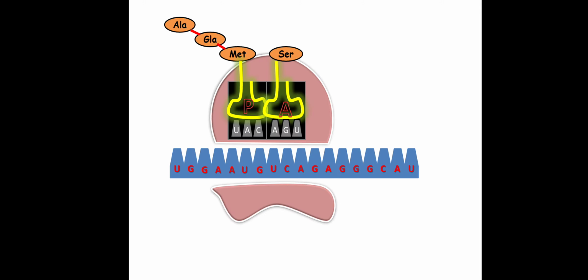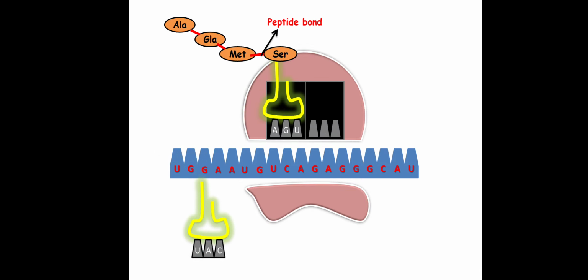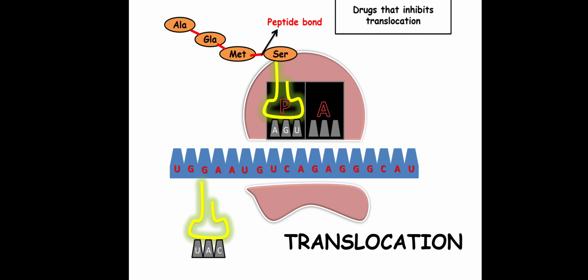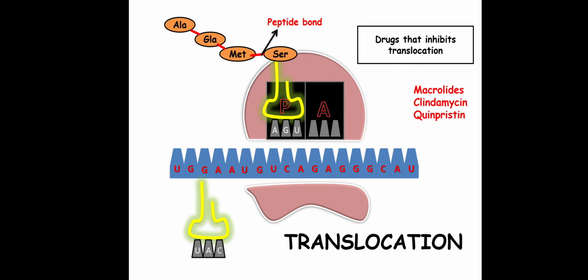Next, the third step in protein synthesis of bacteria was translocation. Once the peptide bond is formed, the ribosome will move, which is known as translocation, forming a new A site, isn't it? But if translocation does not occur, protein synthesis will be inhibited, right? So we have drugs that will inhibit translocation, and these drugs are macrolides, clindamycin, and quinupristin. So we have three groups of drugs that produce the action of inhibition of translocation, by which they inhibit the bacteria.